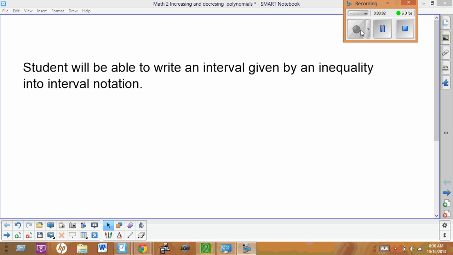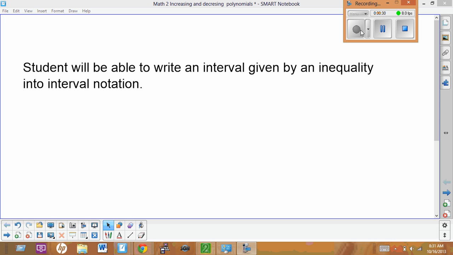Okay, welcome. Today we're going to watch another video, and this video will be about learning to use interval notation. So our objective today will be: students will be able to write an interval given by an inequality into interval notation. One more time. Students will be able to write. There's our action verb. We're going to write. What are we writing? An interval given by an inequality into what we call interval notation.